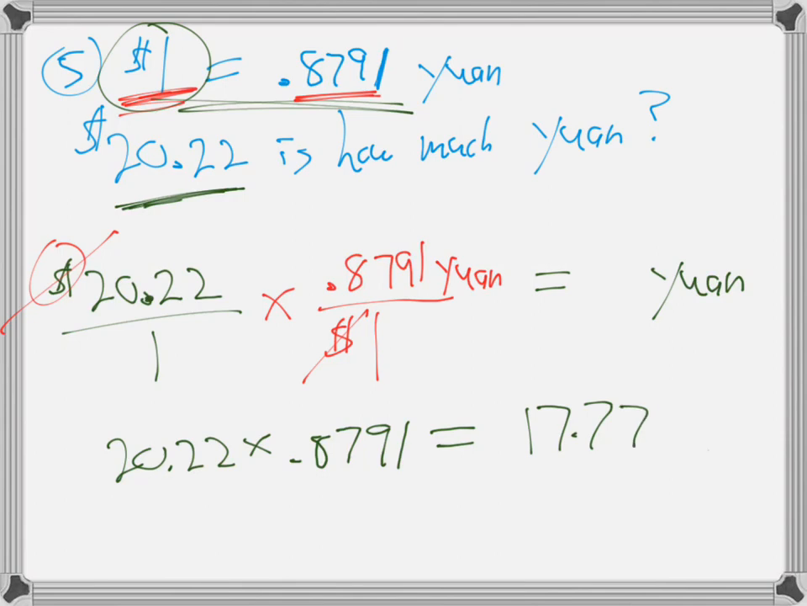17.77? Doesn't round to 8? Yeah, it rounds to 8 because the next digit is 5. Okay, 7.5. So it rounds to 17.78 yuan or whatever they are. There we go. So it's not always multiply, though.